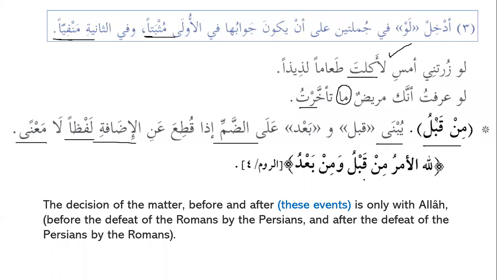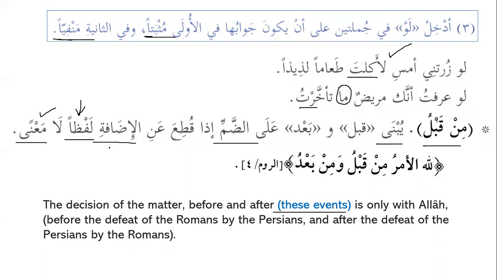لله الأمر من قبل ومن بعد. The decision of the matter is before and after. So what happens over here? لفظا, meaning the مضاف إليه has been dropped. Only the words have been dropped, but the meaning has been retained. على ضم إذا قطعا عن الإضافة. So basically we are talking about the ending, the case ending, the vowels.